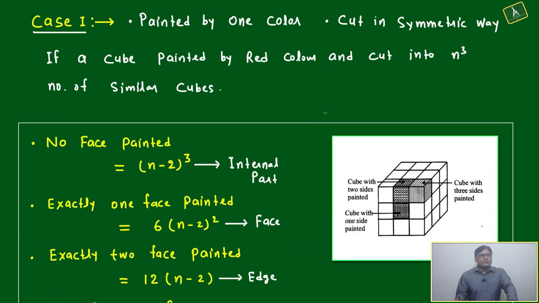Now we'll come to case one. What is case one? Painted by one color. We are taking a very conservative way. We have taken only one color. Why? To understand the scenario. Afterwards, we will go for two colors. We'll go for three colors. And in the case of the puzzle, we'll go by six colors.